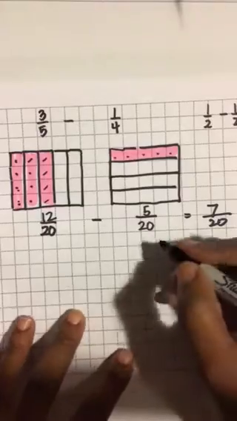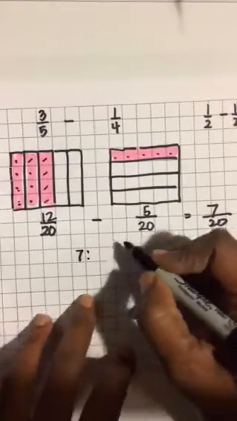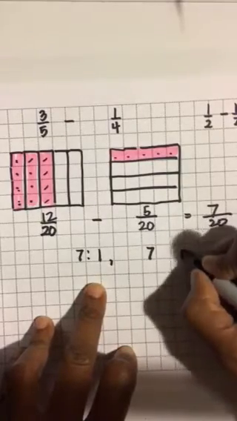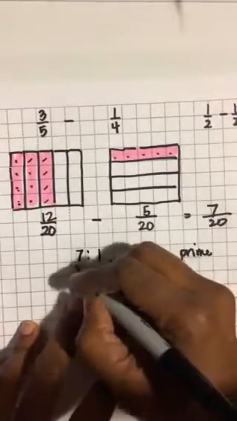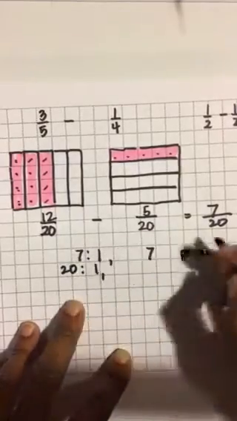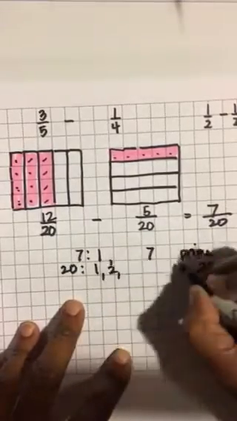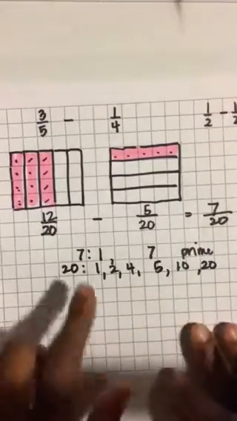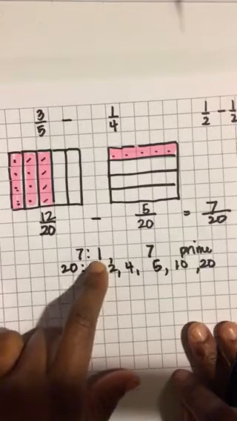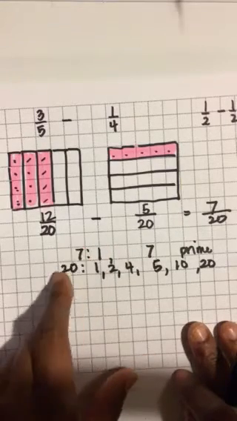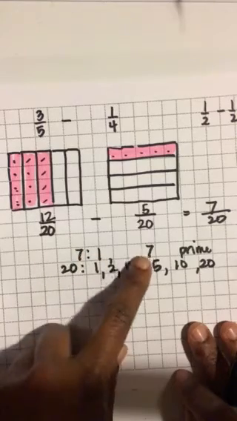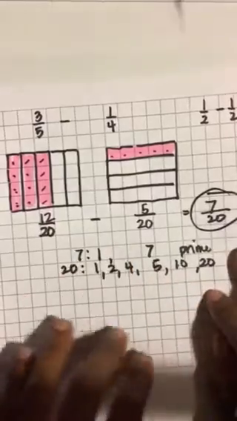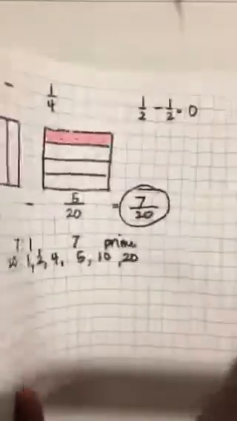And then to check if it's in simplest form, I need to find common factors. The factors of 7 are 1 and 7, making it a prime number. And then your factors of 20: 1 and 20, 2 and 10, 4 and 5. As you can see, the only common factor is 1. And if I divide by 1, I'm going to keep 7 and I'm going to keep 20 because 7 divided by 1 is 7 and 20 divided by 1 is 20. So 3/5 minus 1/4 is 7/20.